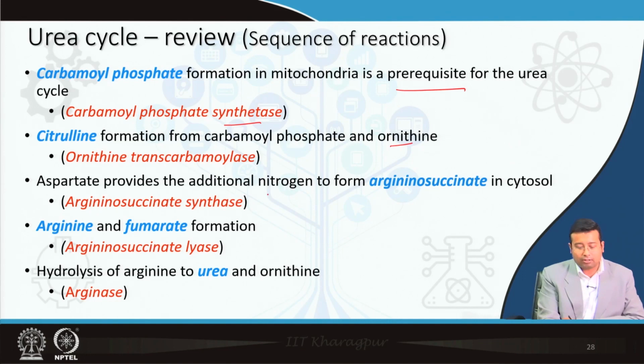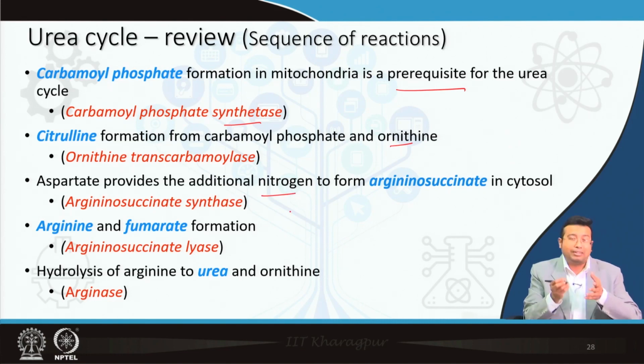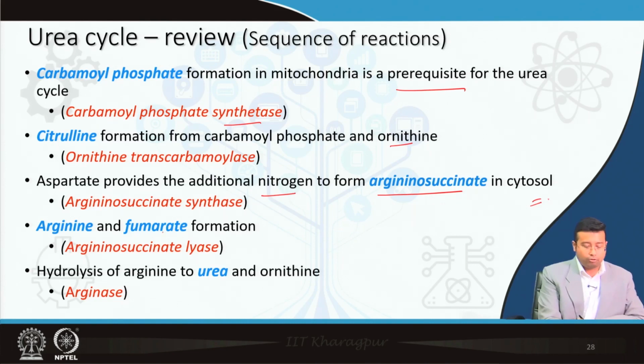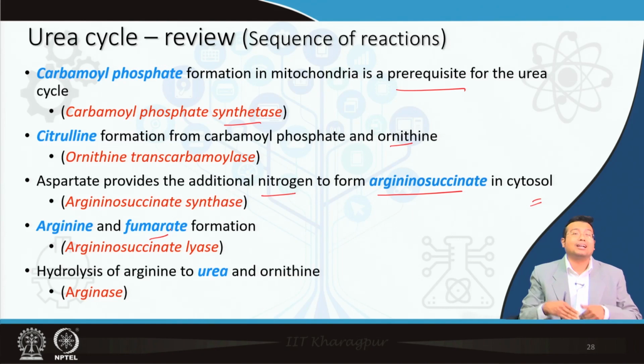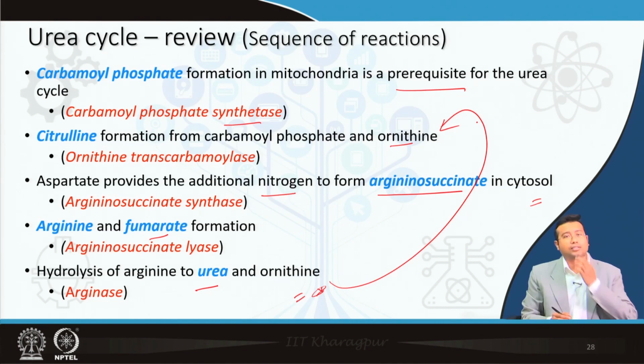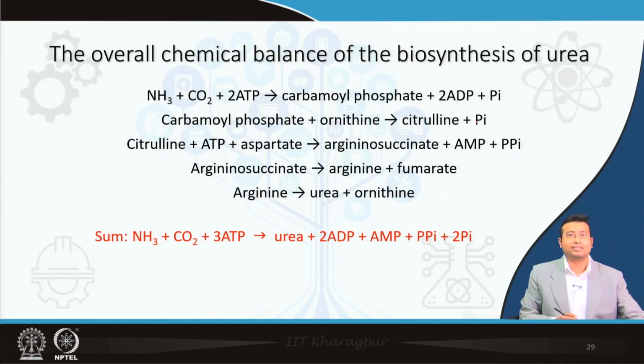Aspartate provides the additional nitrogen. The second nitrogen is obtained from aspartate to form argininosuccinate, and you should know the first two reactions were happening in mitochondria, this happens in cytosol. Further, arginine is formed and fumarate is formed by action of a lyase enzyme, and ultimately by the action of arginase enzyme urea is liberated and ornithine is formed, which can again react with carbamyl phosphate to form citrulline, and thus the cycle is repeated.